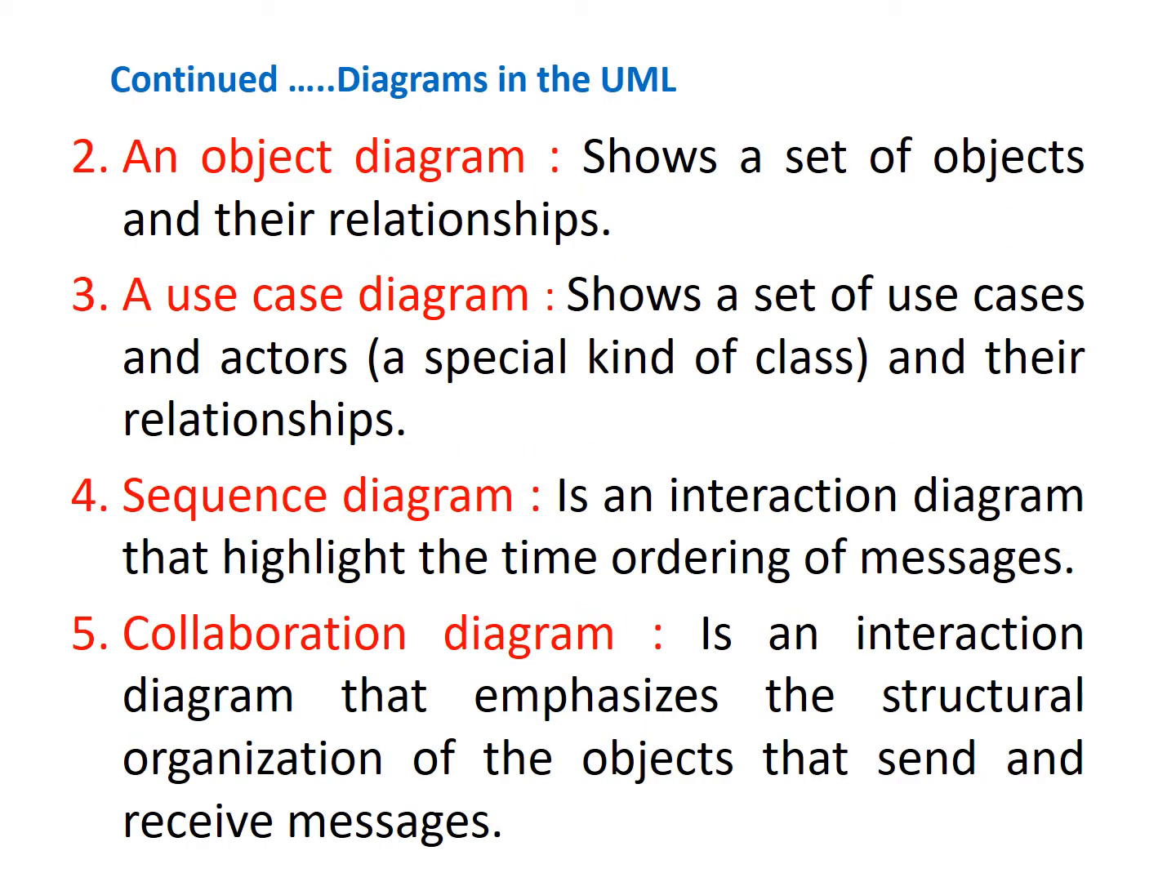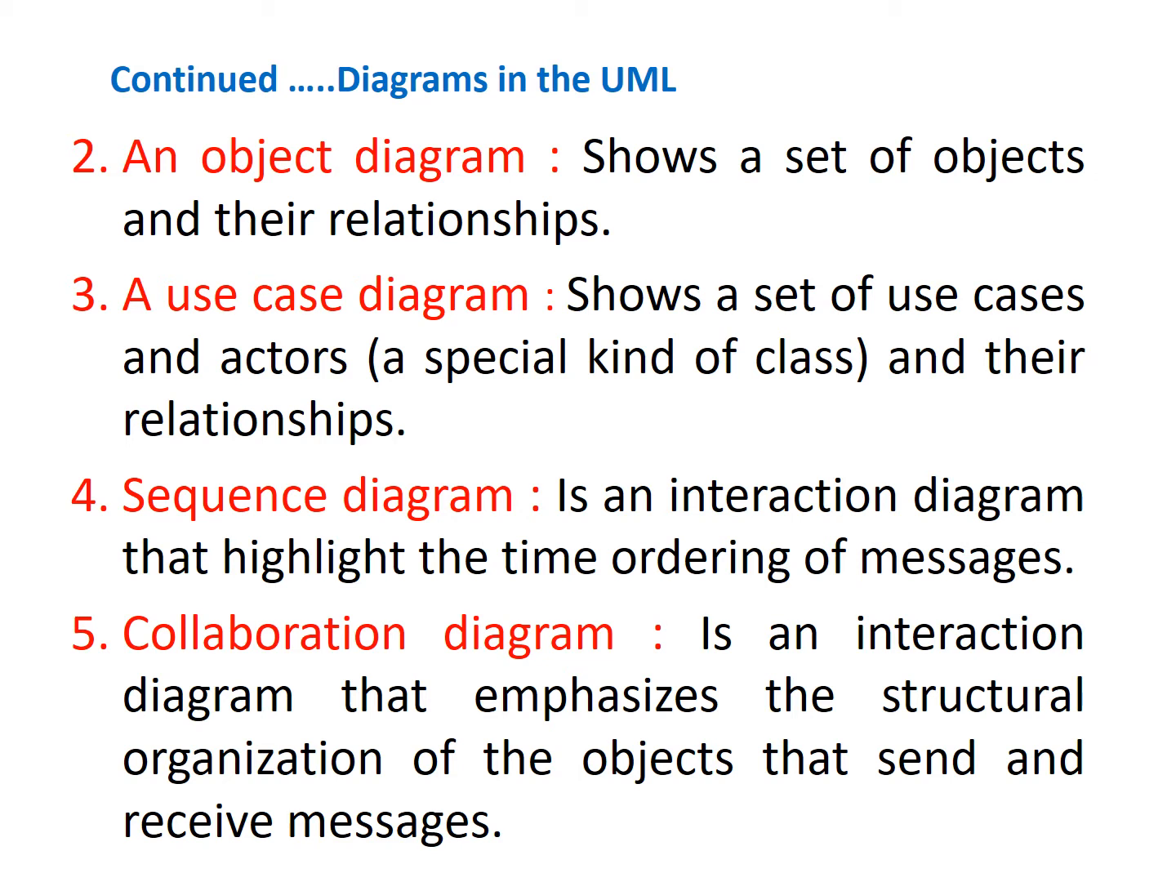An object diagram shows a set of objects and their relationships. These diagrams address the static design view or static process view of a system as do the class diagrams. A use case diagram shows a set of use cases and actors and their relationships. An actor is a special kind of class. Use case diagrams address the static use case view of a system.